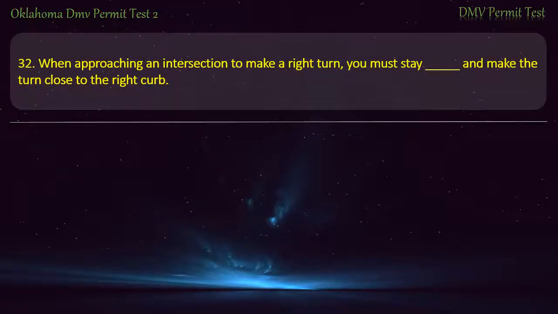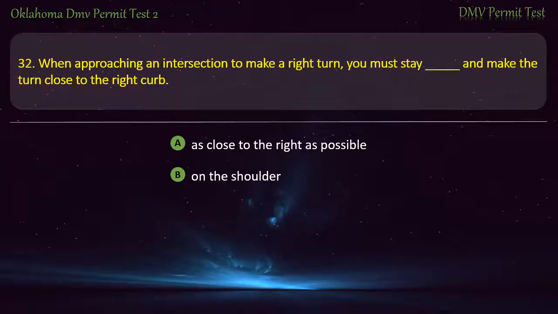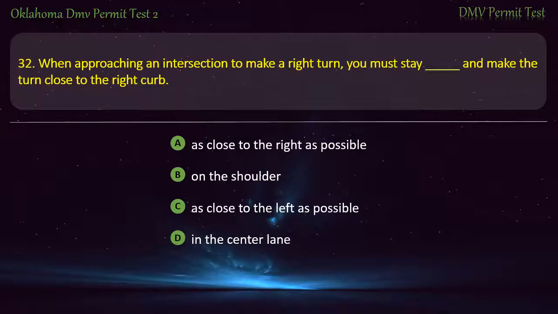Question 32. When approaching an intersection to make a right turn, you must stay and make the turn close to the right curb. As close to the right as possible. On the shoulder. As close to the left as possible. In the center lane. Answer. As close to the right as possible.